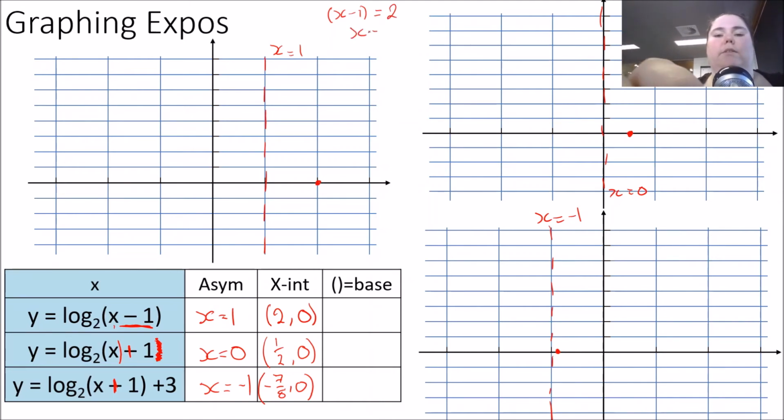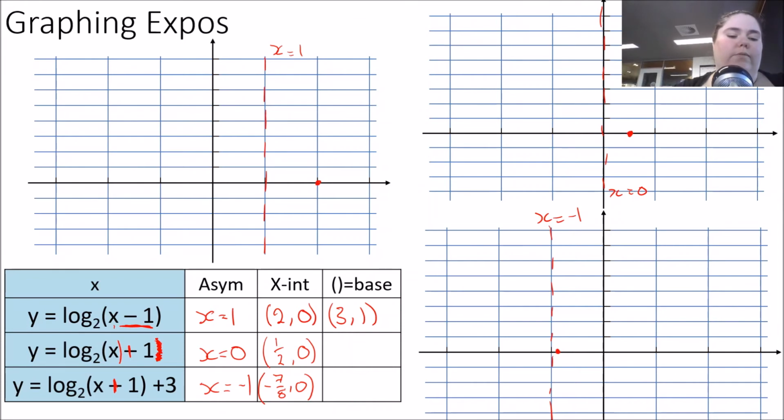Well, x has to be 3 for that to work. The reason I do that is because if I sub it in now, y equals log 2 of 3 minus 1. Well, that's y equals log 2 of 2. And what is log 2 of 2? 1. So that's a really easy one to solve. Alright, we're going to do it with the bottom one as well.